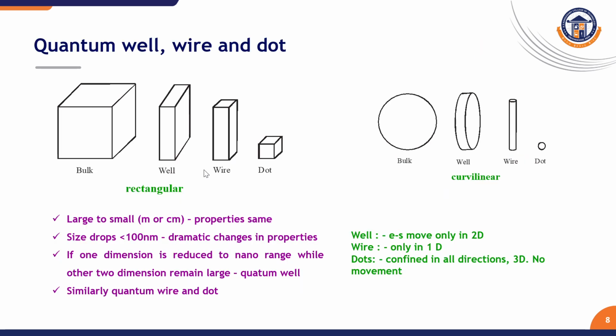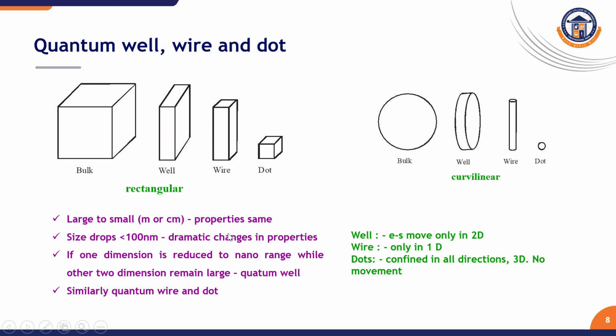Now let us see quantum well, wire and dot. We can also classify nanostructures by their confinement. In quantum well, electrons move only in two dimensions. In quantum wire, they move only in one dimension. In quantum dot, electrons are confined in all directions, called three-dimensional confinement. When size drops below 100 nanometer, properties change dramatically.